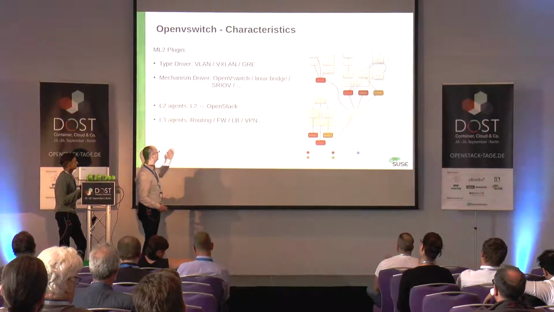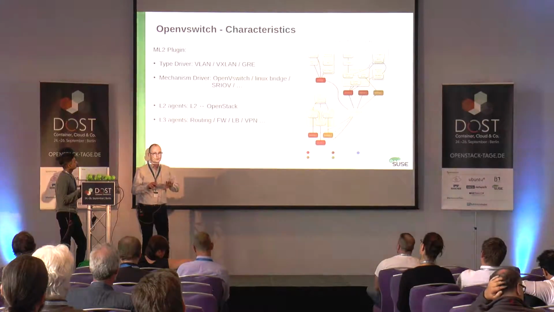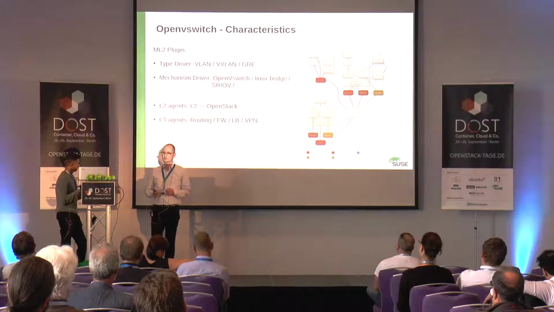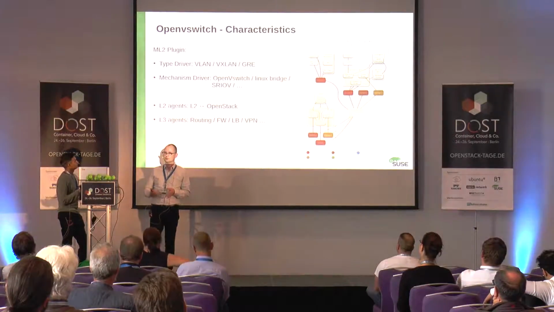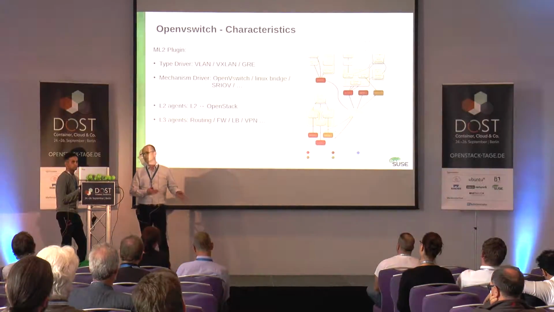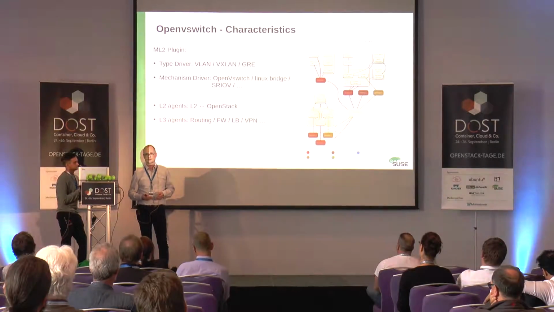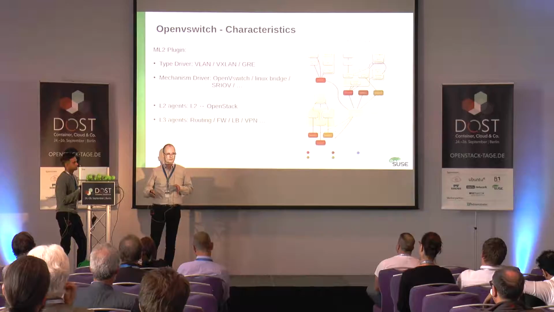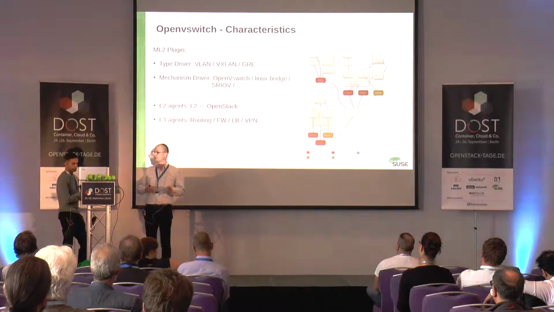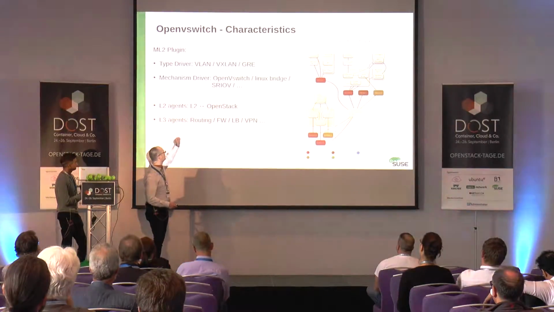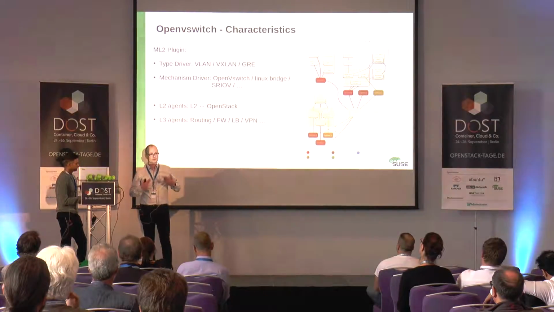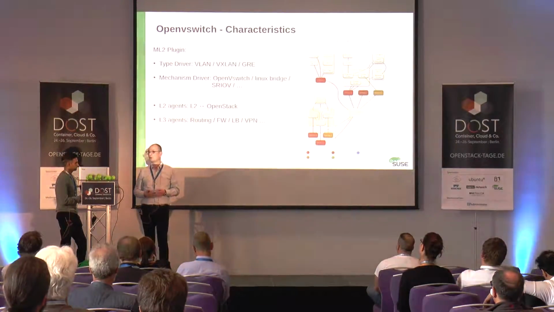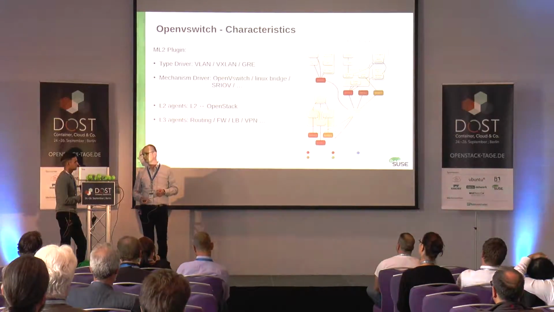Then we have the mechanism driver. This is which toolset is used inside of my Linux machine to create the networks. So will it be just a Linux bridge? Will it be an Open vSwitch or something else? So here I have a lot of possibilities. And I can also combine them. So I can say my provider network should use a VLAN, but my self-service network, my overlay network, should be used by a VXLAN or whatever. So again, a lot of options.